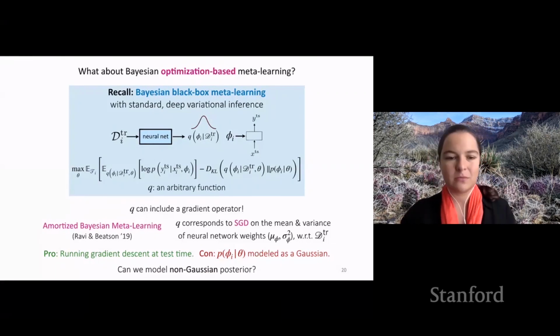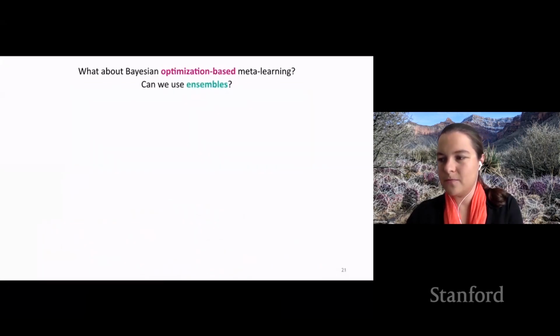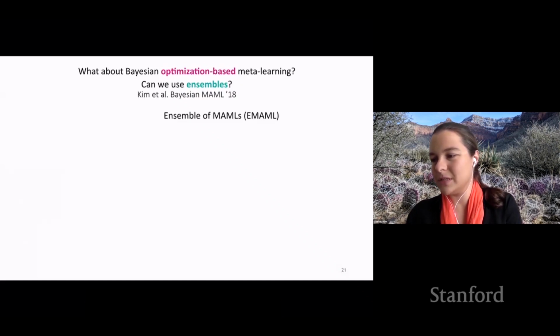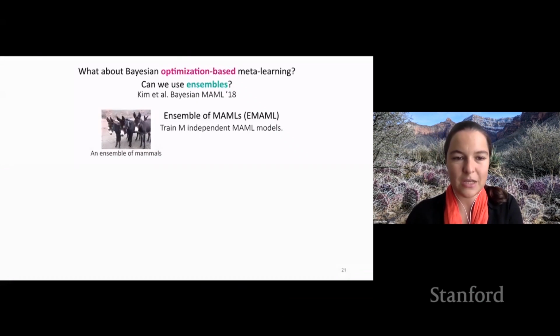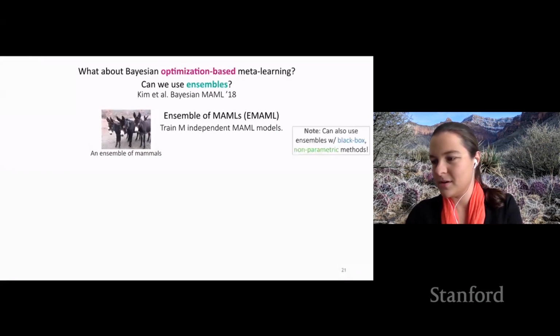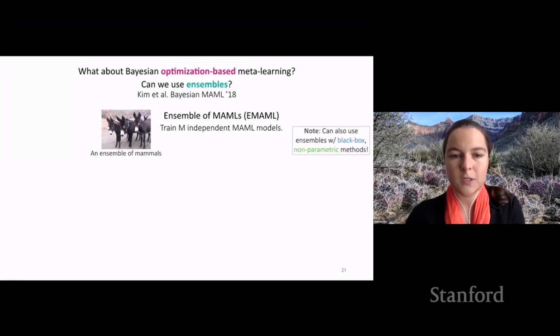What about a non-Gaussian posterior? The simplest thing that we could do is to just do ensembles. Basically the technique where you train multiple different neural networks on different subsamples of the data. So the simplest thing that you could do is to train an ensemble of MAMLs, where you just train M independent MAML models. And you get something that looks like this. Note that you can also use ensembles with black box and non-parametric methods as well.